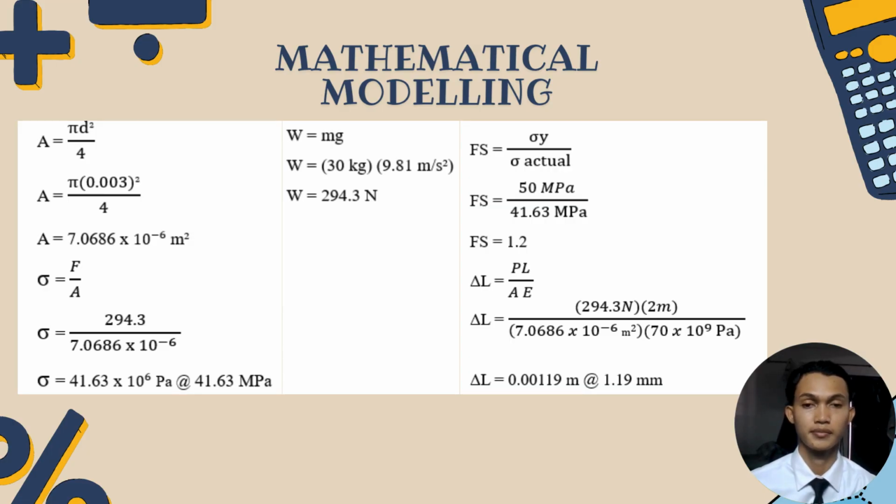41.63 megapascal. And then we identify the safety factor using the formula sigma yield over sigma actual. We get the safety factor of 1.2. So we can see that the safety factor does not pass the target of 2. And then we calculate the elongation using the formula delta L equal PL over AE, and we get delta L equal 1.19 millimeter.